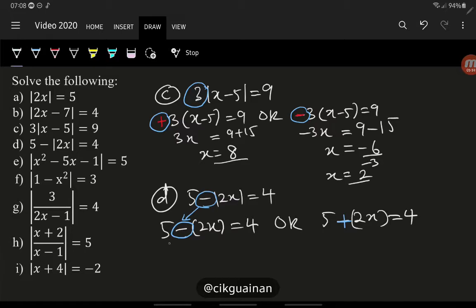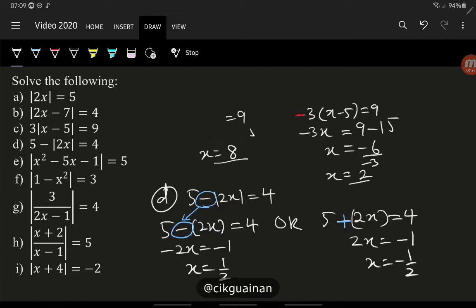So 5 minus 2x equals 4. This one, bring it over. 2x is minus 1, I guess. 4 minus 5. x is 1 over 2. This one, 2x is also minus 1. And then x is minus 1 over 2. So let's move on to E.